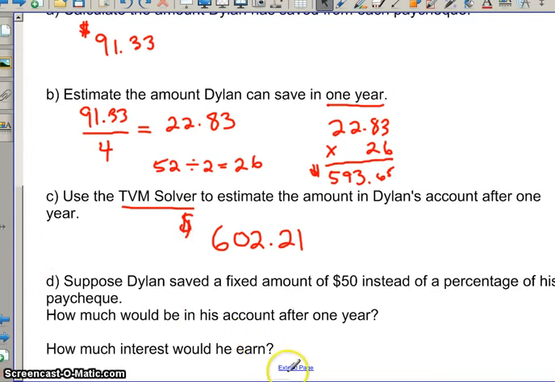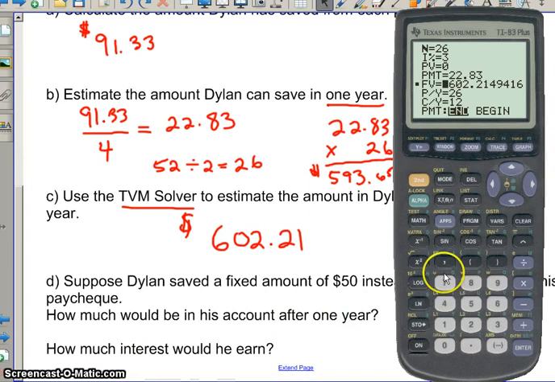Next question says, suppose Dylan saved a fixed amount of $50 instead of a percentage of his paycheck. Some people might not want to look at just saving 10%. They might actually want to put a fixed amount away, what they can afford. So how much would be in his account after 1 year? So let's go back to the TI-83. So we need to change the payments that he's making into $50 instead of the $22. And we'll solve for this one again. And we get $1,318.91.